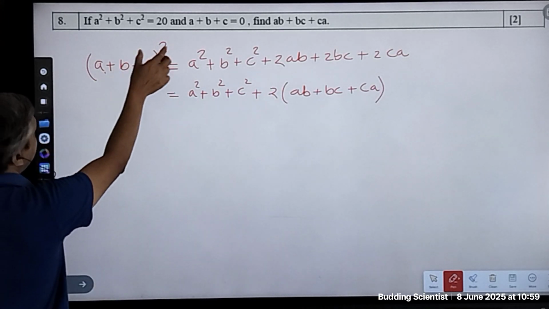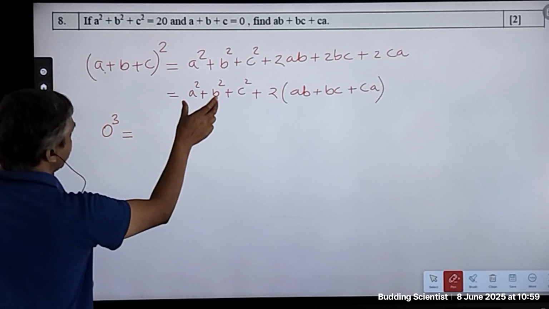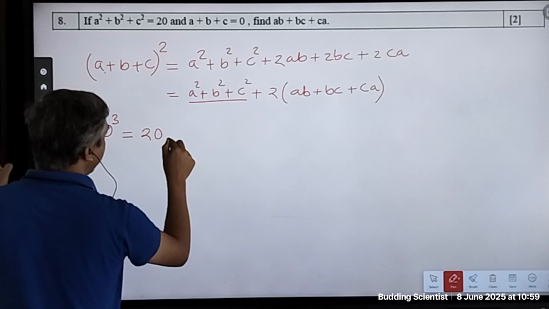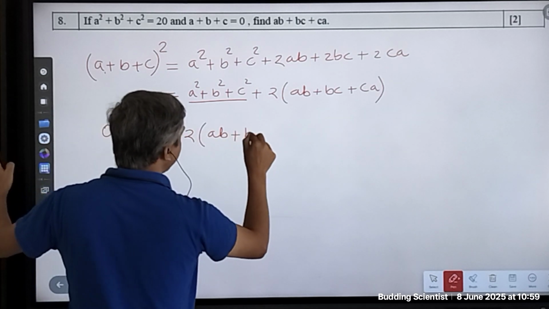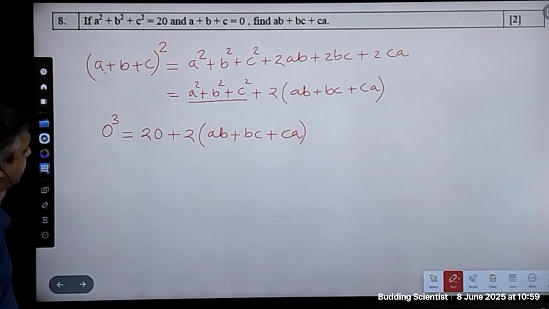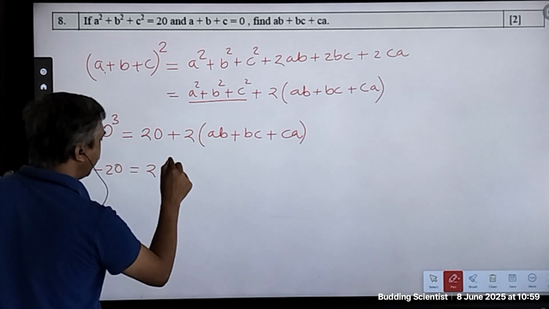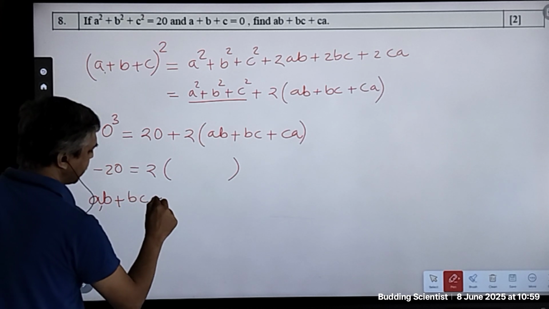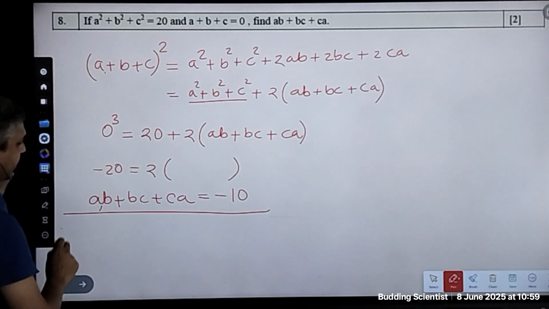What is a plus b plus c? A plus b plus c is 0. So 0 square is equal to a square plus b square plus c square, which is 20, plus 2 into bracket ab plus bc plus ca. This is 0. 20 becomes minus 20 is equal to 2 into the bracket. So ab plus bc plus ca is equal to minus 20 upon 2 is equal to minus 10. This is the answer.